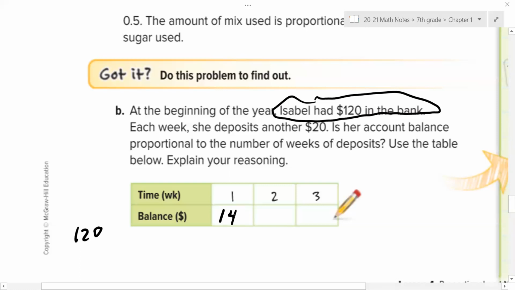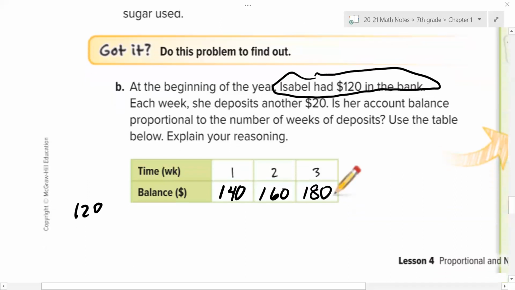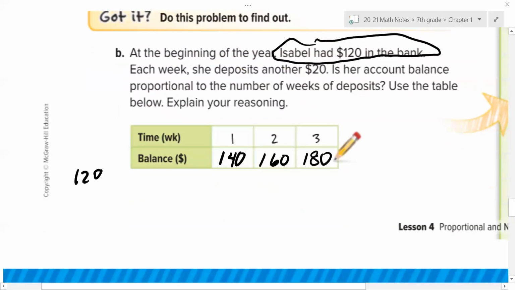So it's $140 is her balance. At the end of week 2, she's added another $20, so it's $160. At the end of the 3rd week, she added another $20, so now she's up to $180 after almost a month. Is her balance proportional to the number of weeks of deposits? Use the table below to explain your reasoning.